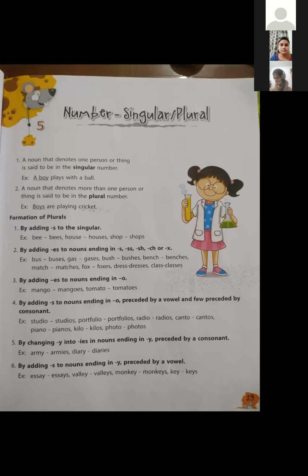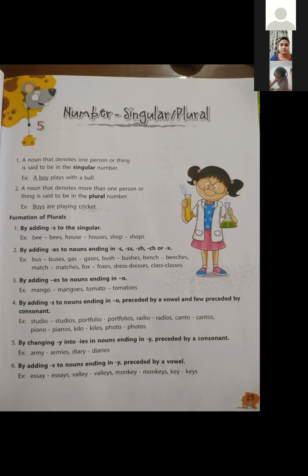Then sixth point, by adding S to nouns ending in Y preceded by a vowel. If there is a vowel in the word and it is ending with Y, then we will not remove the Y, we will just add on S, like essay. You can see in essay, the second last alphabet is A, and at the end is Y. So it is preceded with a vowel, vowel A. So we do not have to remove Y from there. Essays, we will place S after Y.